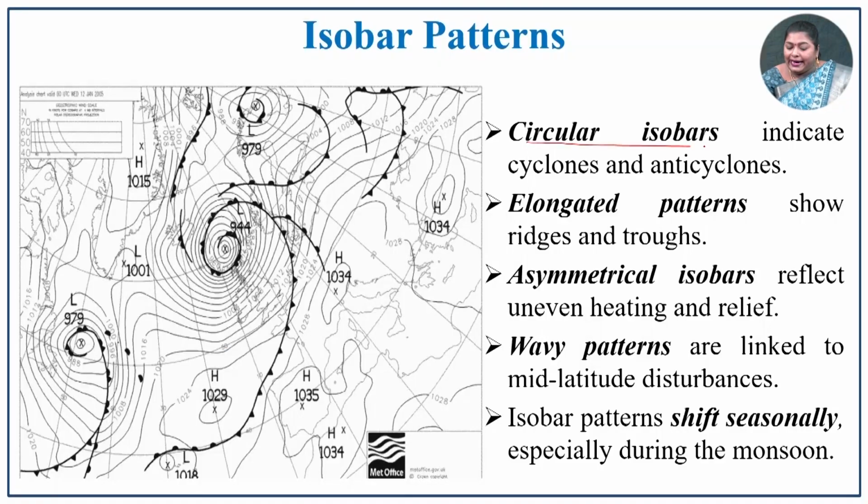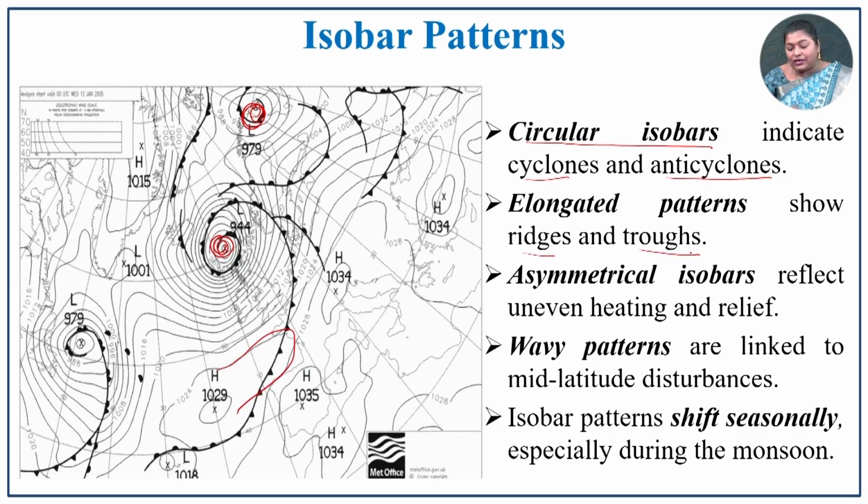There is a circular isobar. It indicates cyclone and anticyclone. So, always the cyclone and anticyclone will be in a circular pattern. And then if it is going to be an elongated pattern, it shows the ridges and troughs. These ridges and troughs we will be discussing in the upcoming slide in detail.